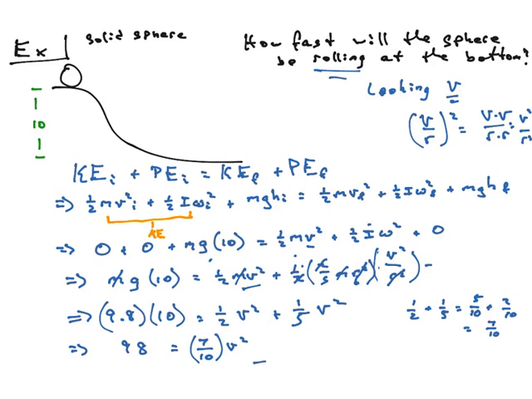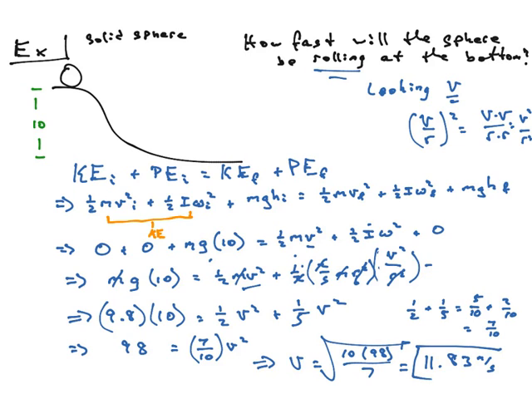All right, so solve this for V. I get V equals square root of 10 times 98 over 7, which, if you get out your calculator, 98 times 10 over 7 square rooted, 11.83 meters per second. And there we go.